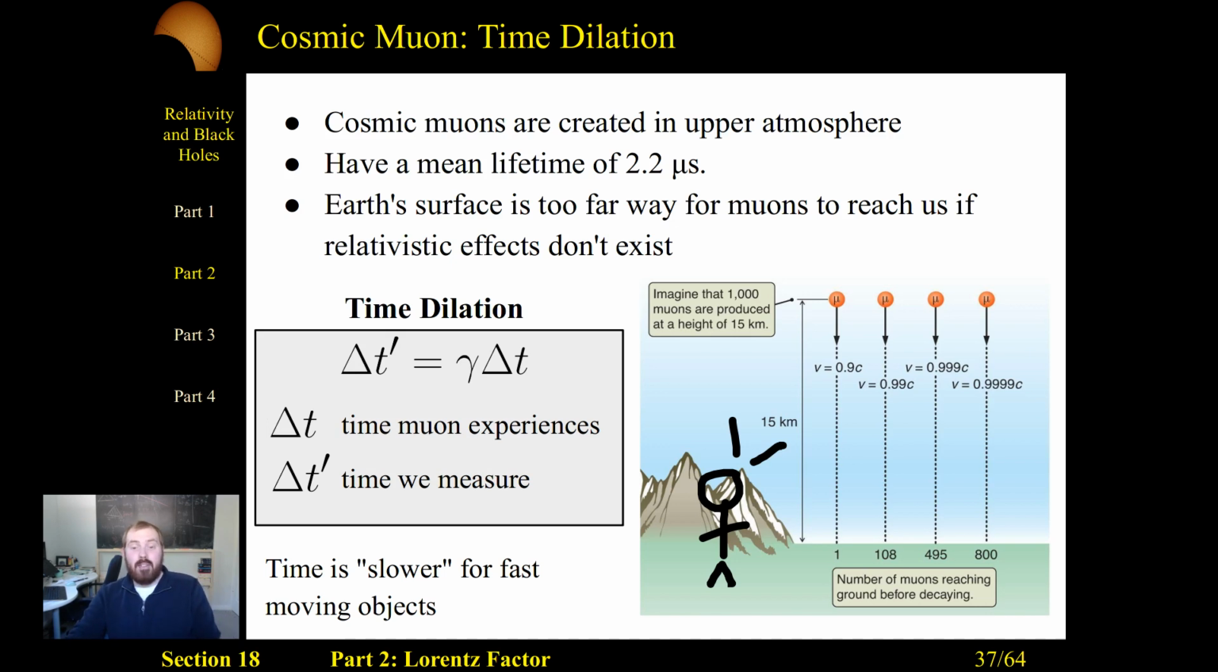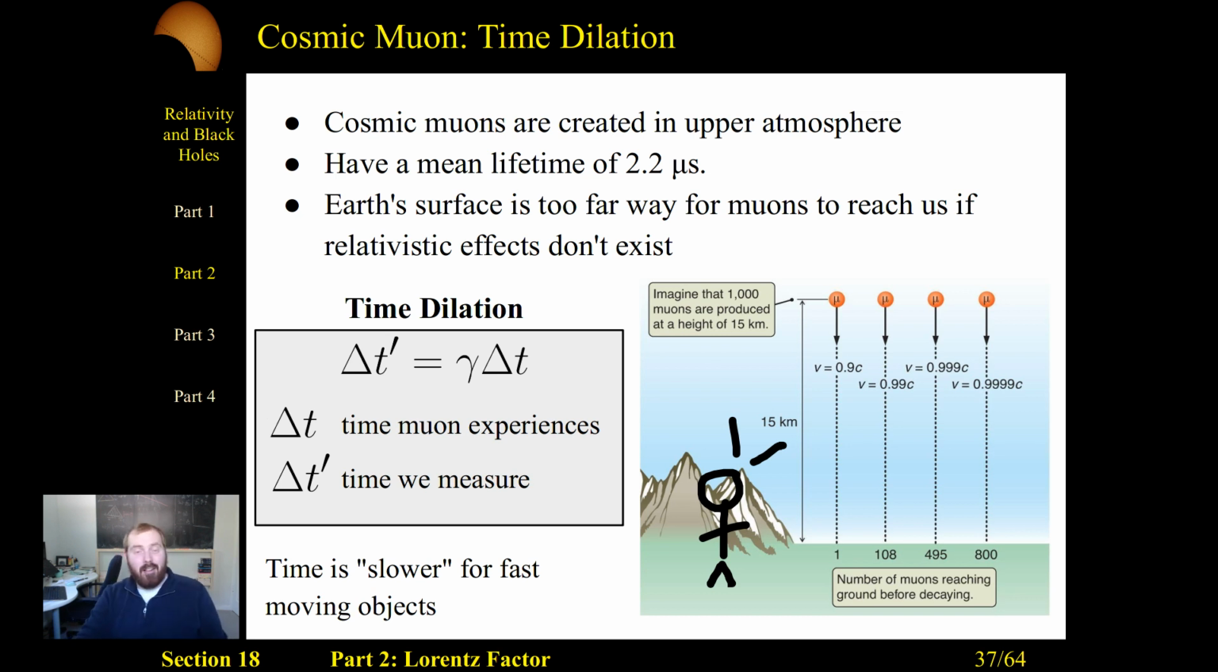And so what happens in this idea is that a bunch of muons get created in the upper atmosphere, and the faster they go, the larger the number of muons that we'll detect, because they're moving fast enough that they can live long enough in our reference frame in order to hit the surface.